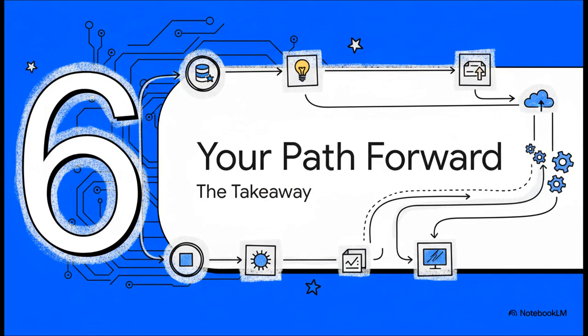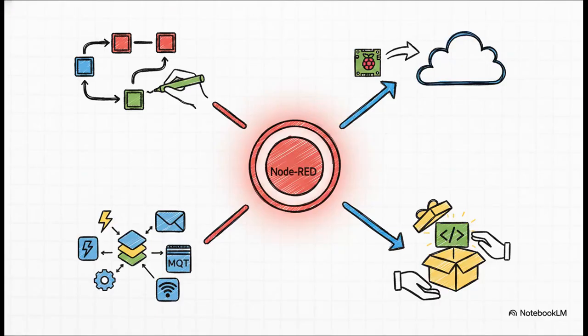All right, let's bring this all home. What are the big ideas you should walk away with after all this? Look, Node-RED is a total game changer because it makes automation accessible to everyone. It's easy to learn, it runs on a tiny little Raspberry Pi just as well as it runs in the cloud, it supports almost any protocol you can imagine, and, maybe best of all, it's completely free and open source.